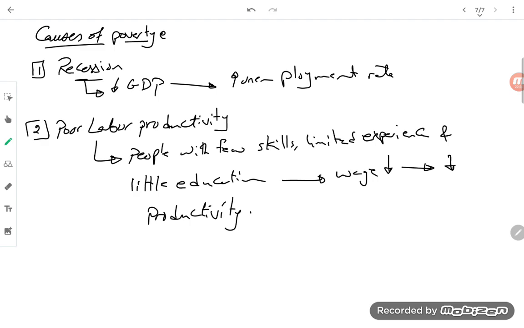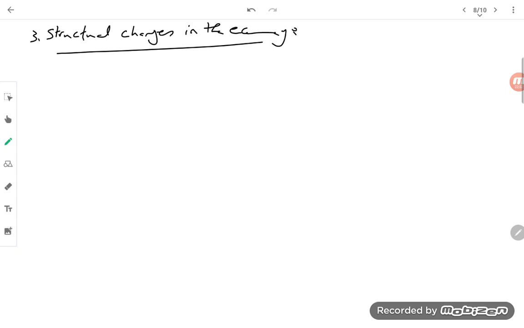Number three, structural changes in the economy. Technological change mainly has enabled machine to replace workers. So this is number one, technological change. We are going to use machine instead of worker. So workers are going to be laid off, unemployment rate is going to increase, wages are going to decrease, and poverty is going to widely spread.